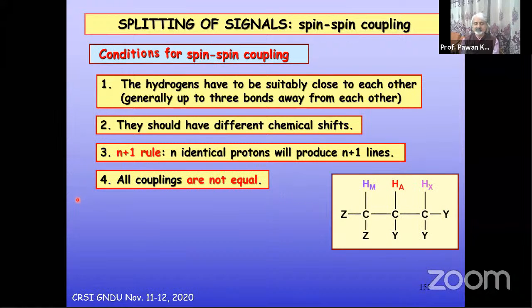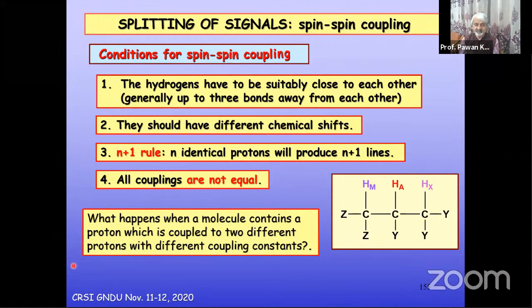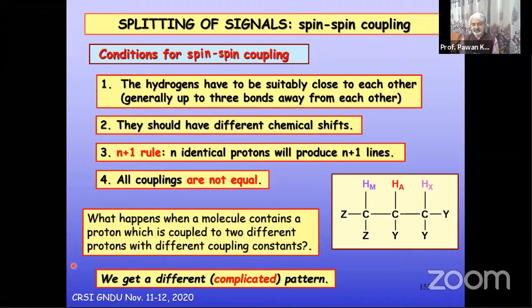But please remember that all couplings are not necessarily equal. Say, for example, we are observing HA and it has HM on one end and HX on the other end. We cannot presume that the coupling constant between HA and HM would be the same as the coupling constant between HA and HX. If it is not the same, we get a complicated pattern that we can explain on the basis of a tree diagram. In this case, HA would not show as a triplet despite the 2 protons in the neighborhood. It would show up as a doublet of a doublet: a doublet due to HM and a doublet due to HX.